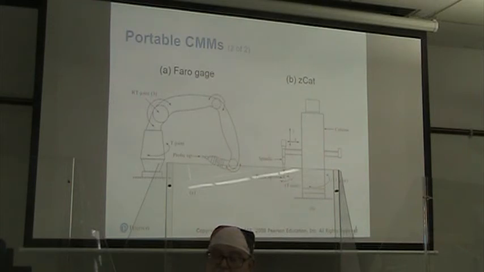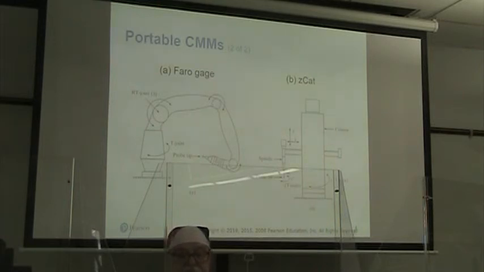B shows a Z-cat. I'm less familiar with this type, but it allows rotation around a T-joint. We have a probe tip, and we can move in the X and Z directions.